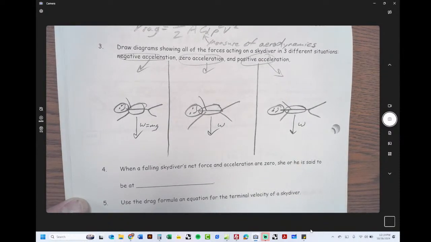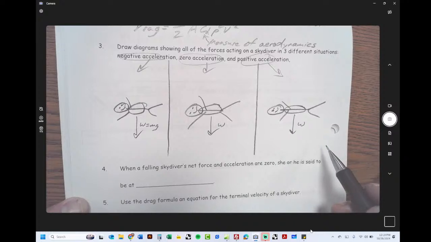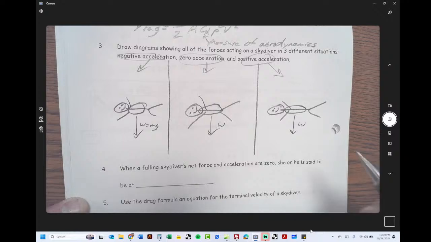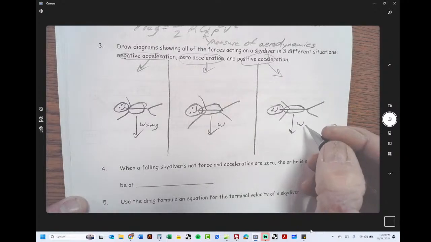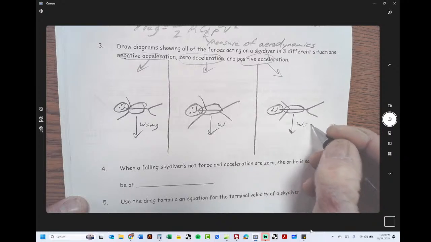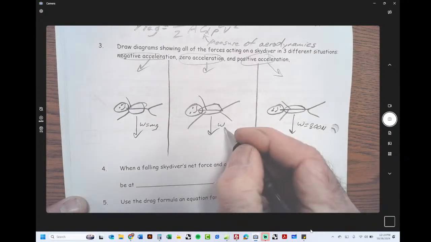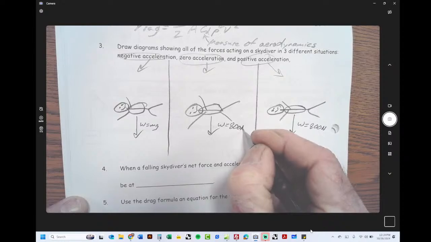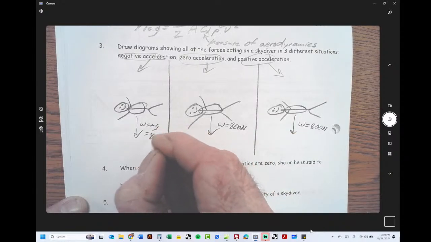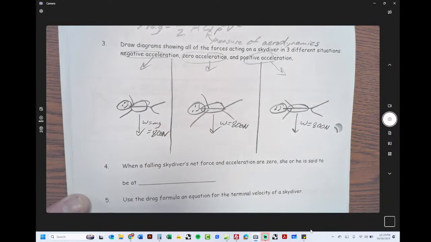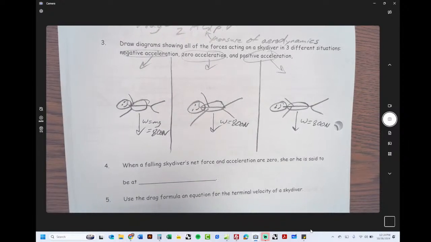And just for the fun of it, does anybody want to propose a weight for this skydiver? I heard 200 before. Was that pounds? So 200 pounds is somewhere around 800. Let's just do 800 newtons, just to give us some kind of a reasonable reference.